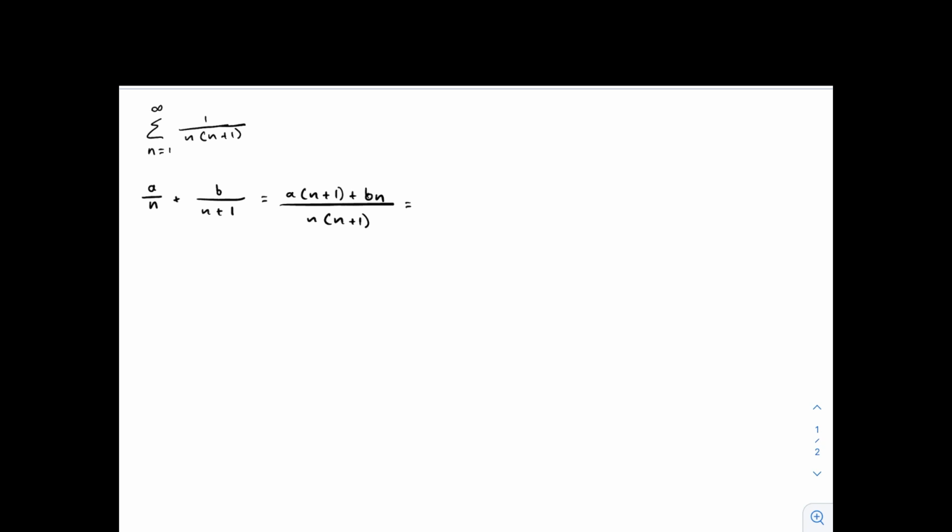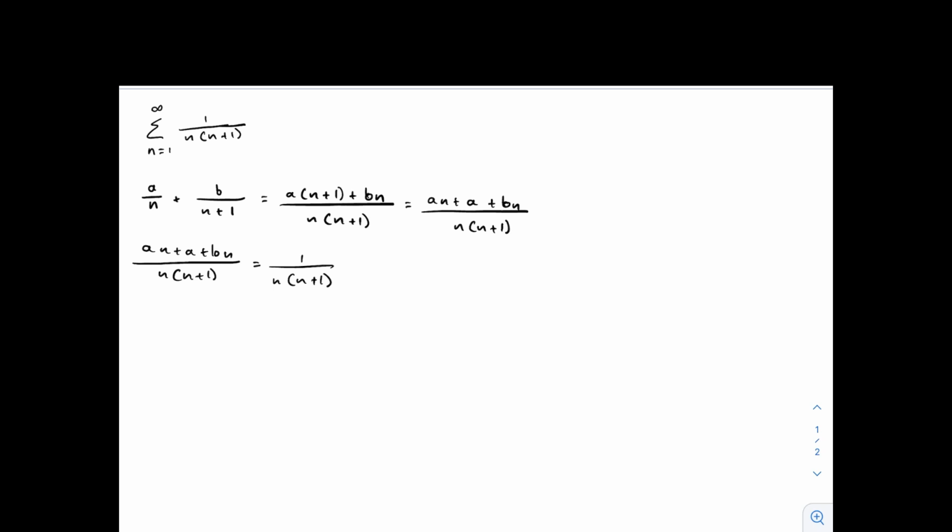Then this becomes an plus a plus bn over n times n plus 1. Setting this new expression, an plus a plus bn over n times n plus 1, equal to the inside of our sum, we get to the following.